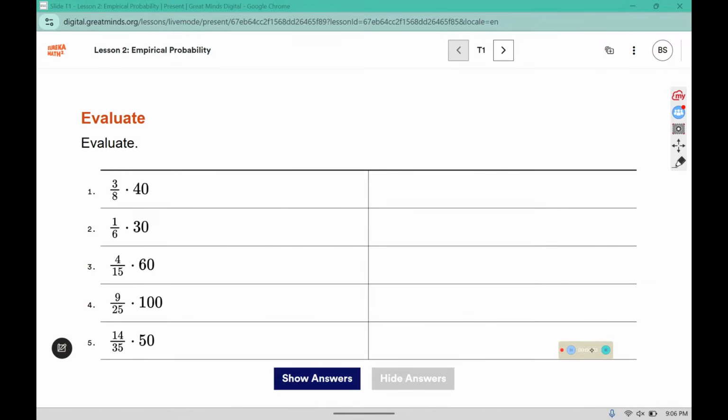Evaluate. Remember, underneath a whole number, we have invisible ones. So 3 times 40 is 120, and 8 times 1 is 8. All of these are going to come out to whole numbers. So 120 divided by 8 is 15.